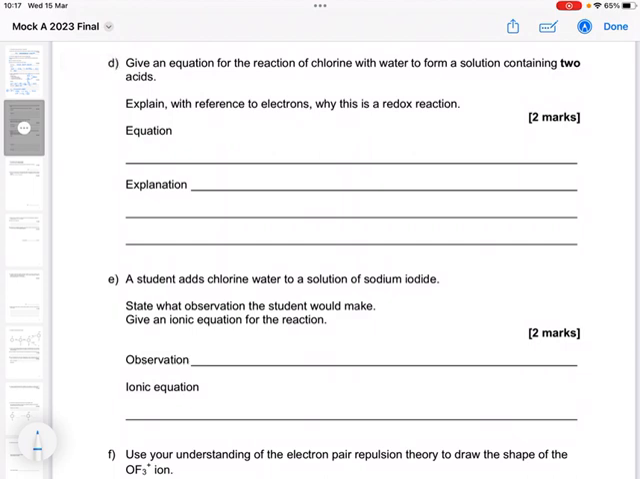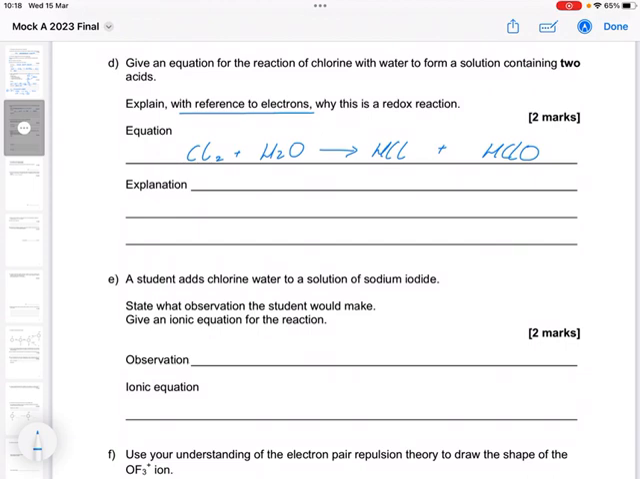Next question. Give the equation of the reaction of chlorine with water to form a solution containing 2 acids. So this is the disproportionation reaction, which you either know or you don't know. And then explain with reference to electrons why this is a redox reaction. So I've got to make sure that I'm doing the reactions in here.